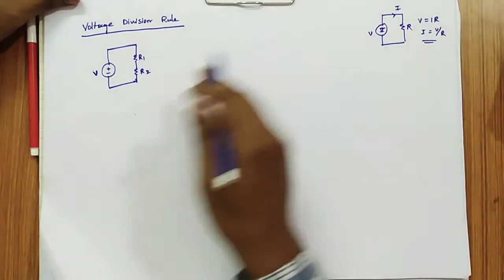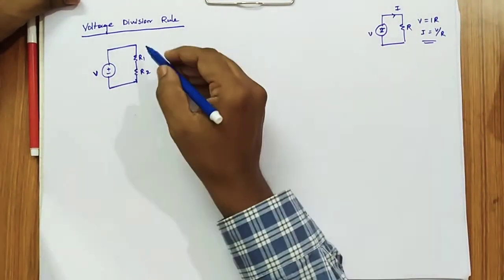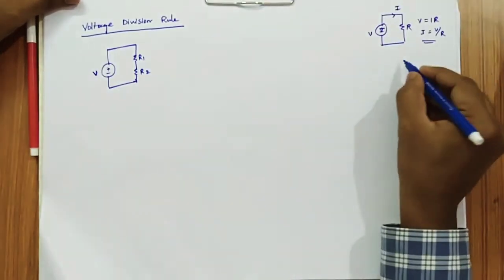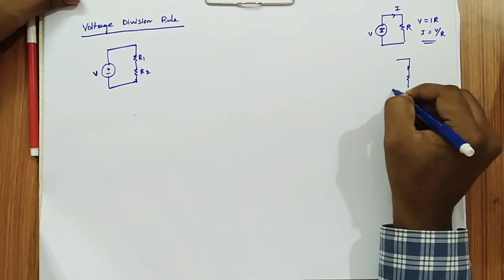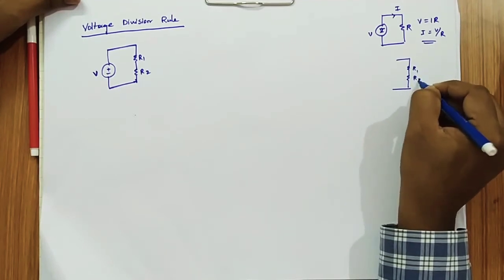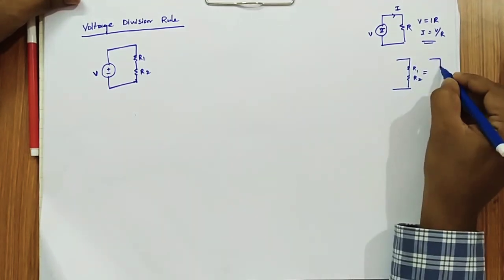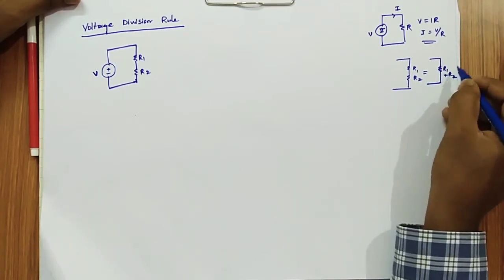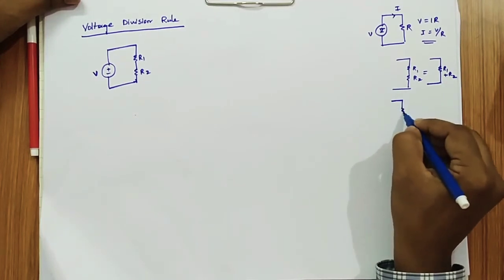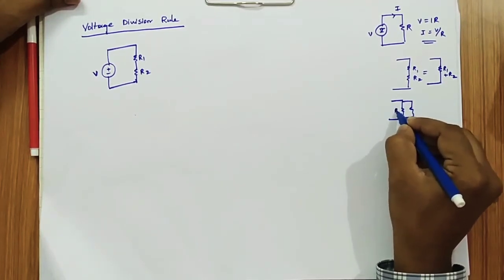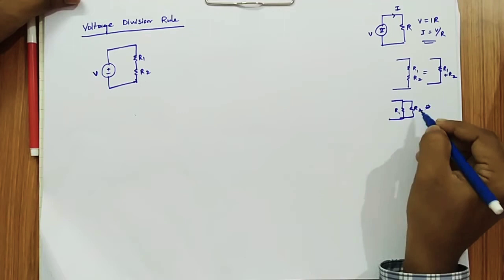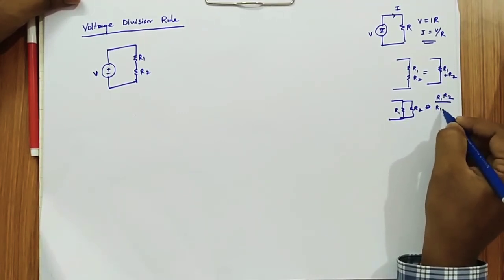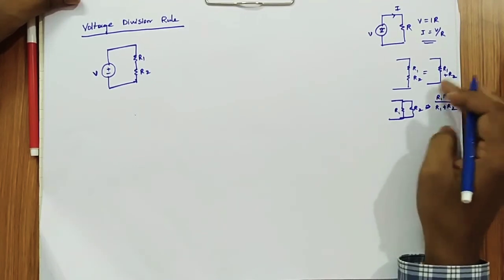In a similar fashion, the voltage source is seeing two resistors in series. By equivalent resistance, if two resistors are in series, to make it equivalent you simply add them: R1 plus R2. If two resistances are in parallel, the equivalent is R1 R2 by R1 plus R2. These are the fundamental things you need to know.